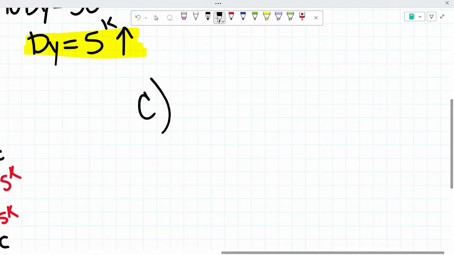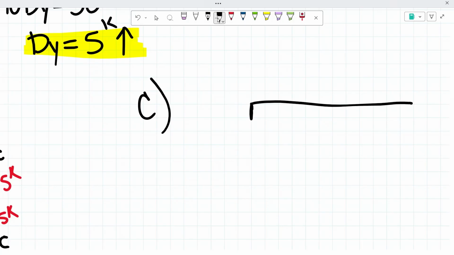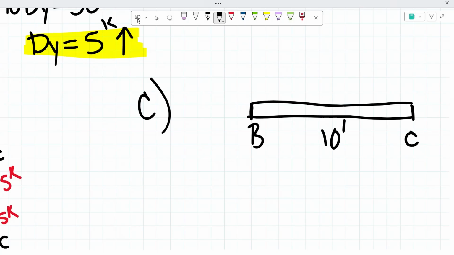So part C is asking us to draw the shear and bending moment diagrams for beam BC. If we were to draw out our beam BC, we know that it's 10 feet.